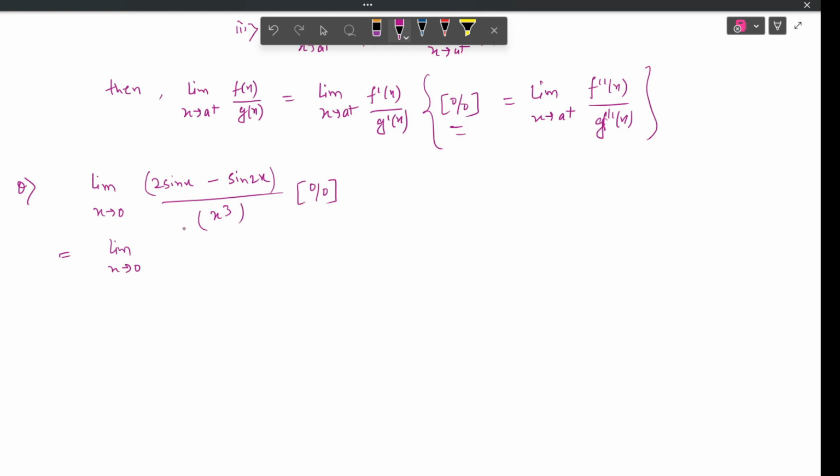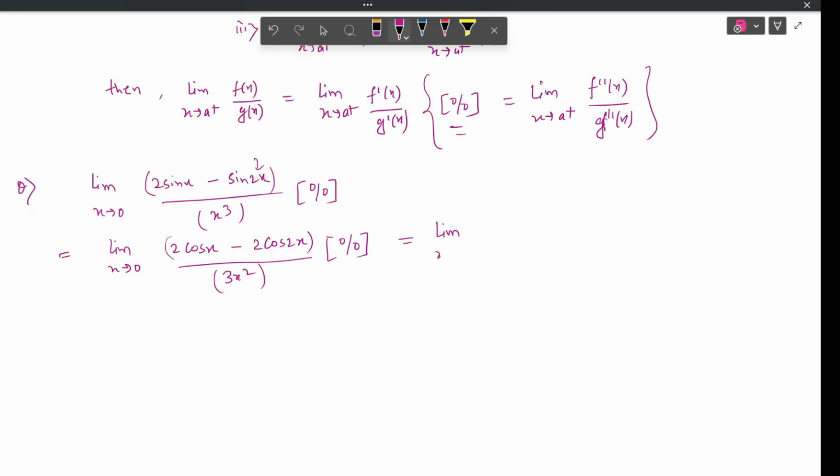So the limit as x tends to 0 of: derivative of sin x is cos x, derivative of sin 2x is cos 2x, and when it differentiates, 2 will come out and dx by dx is 1. Derivative of x cube is 3x square. Now if you put 0 again, this will be 2 and this will be 2, so 2 minus 2 is 0, 0 by 0. So again it is a 0 by 0 form. That means we have to differentiate again, the numerator again and the denominator again.